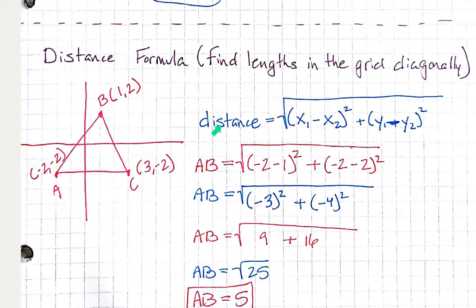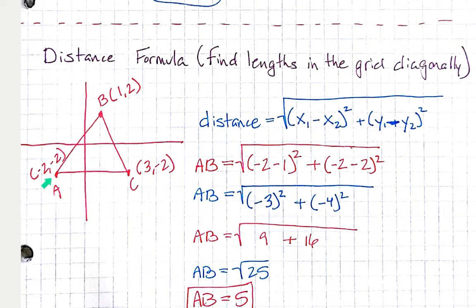The distance is equal to: you take the two x-coordinates for the 2 points, you subtract one from the other, it doesn't matter what order, and you square it. You take the y-coordinates, it doesn't matter what order, you subtract one from the other, and you square it. Then you take those two things, add them together, and then you take the square root overall. So let's look at an example.